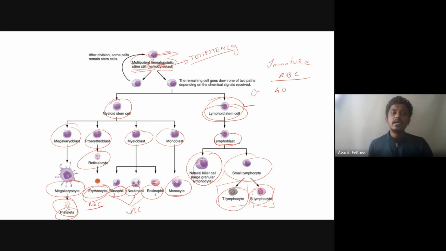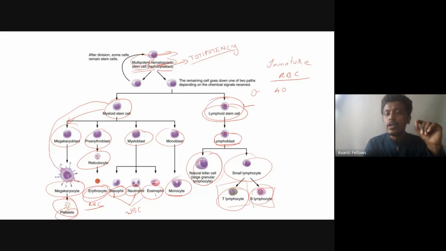Now, if you look at this formation of blood, multipotent stem cells divide into two different types: myeloid stem cells and lymphoid stem cells. What you have to remember is, which cells are formed from myeloid stem cells? One is platelets, next is our red blood cells, and basophils, neutrophils, eosinophils, and monocytes. All of these cells come under the category of myeloid stem cells.